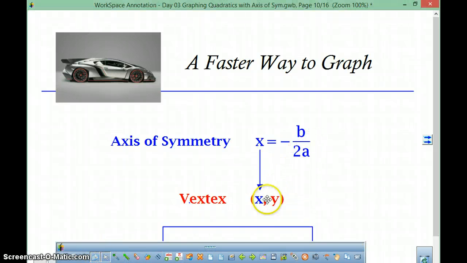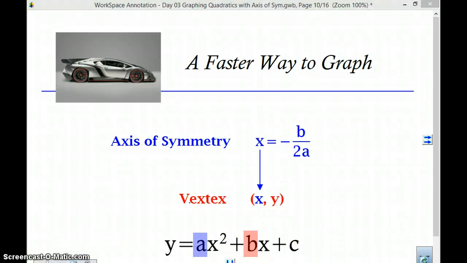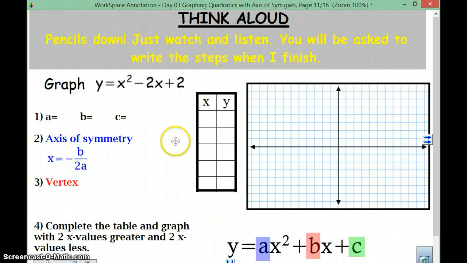There's my equation. Y equals ax squared plus bx plus c. The a and the b are both going to affect the axis of symmetry. It affects how far over it goes, the b and the a. This number is going to affect how high up it goes, where the vertex is. Okay, so here's how it works. Take a look at a faster way of graphing.